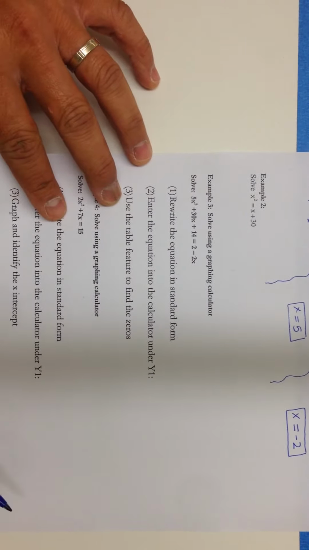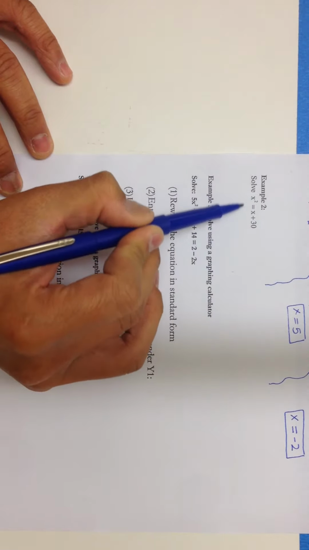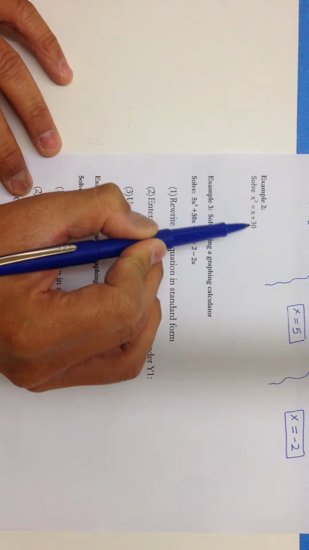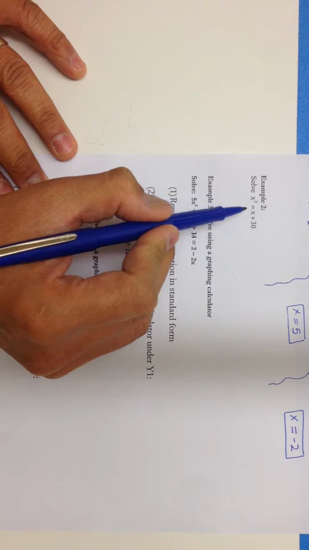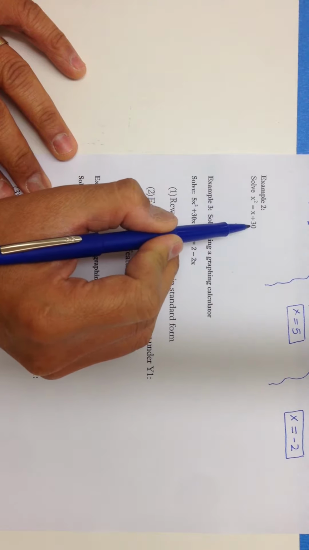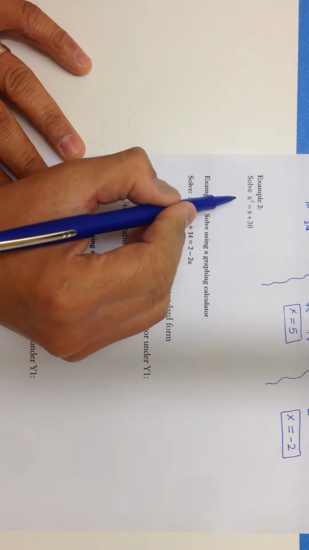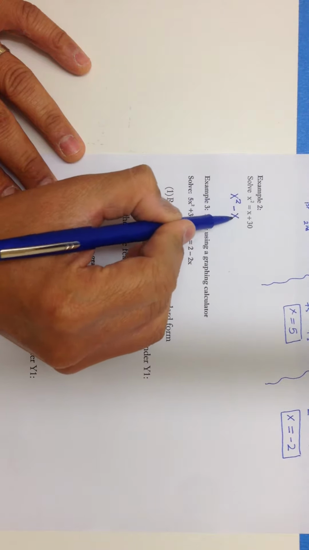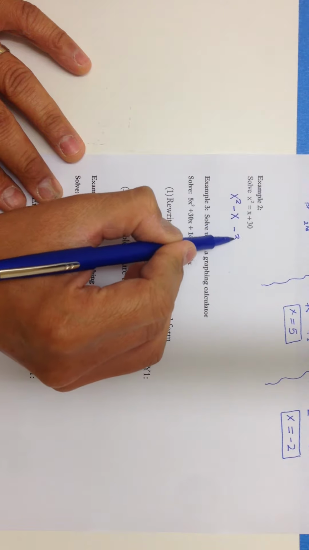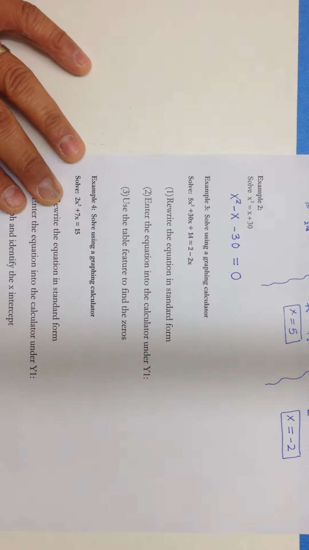Now here is a polynomial that hasn't been set equal to 0 yet. In order to solve this polynomial, we start off by setting it equal to 0 by subtracting x and subtracting 30 from both sides. So we go x squared, and if I subtract x from both sides, then I get negative x, and then negative 30, and now it's equal to 0 on the right side because we subtracted that from both sides.